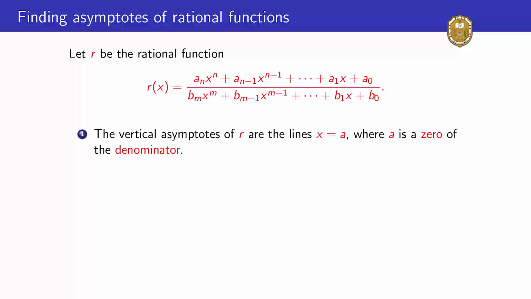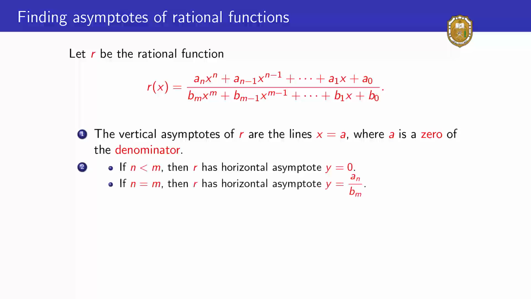Fact number 1. If for this rational function the degree of the numerator n is less than the degree of the denominator m, then R has a horizontal asymptote y = 0. Let me say that again. If n is less than m, where n is the degree of the numerator and m is the degree of the denominator, then R has horizontal asymptote y = 0.